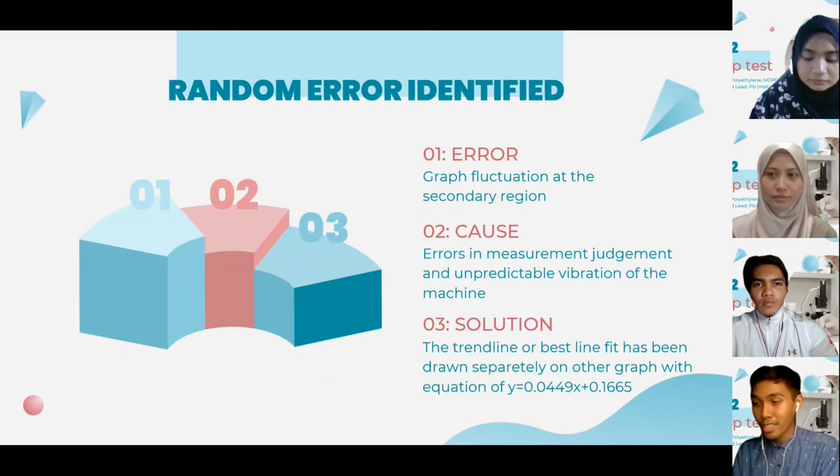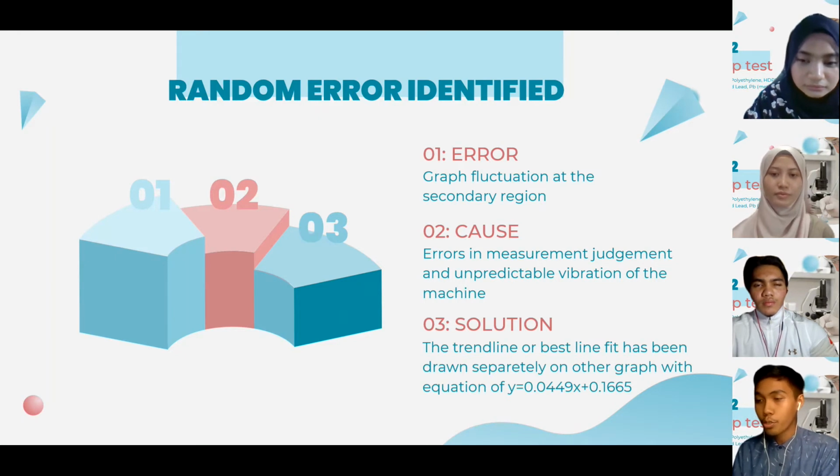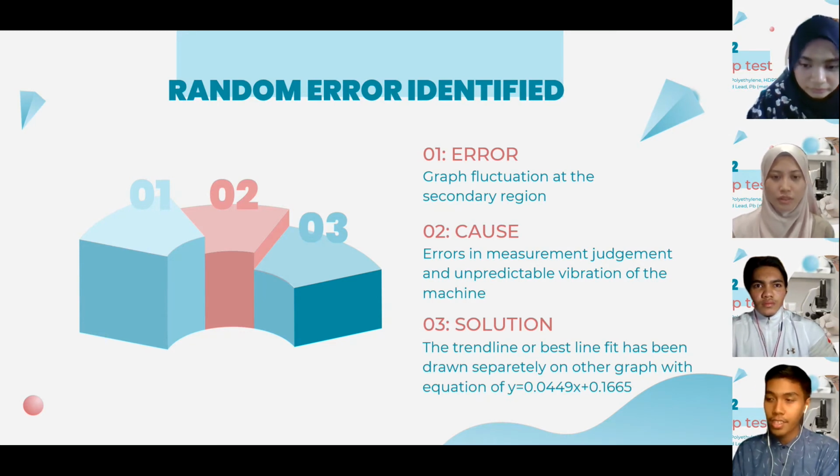A random error is identified in this graph for 87 Newton that shows fluctuation during the secondary interval, presumably due to measurement judgment and unpredictable vibration of the machine. Therefore, an assumption has been made where the fluctuation region is assumed to be linear by drawing a trend line in Excel for this region. And next.